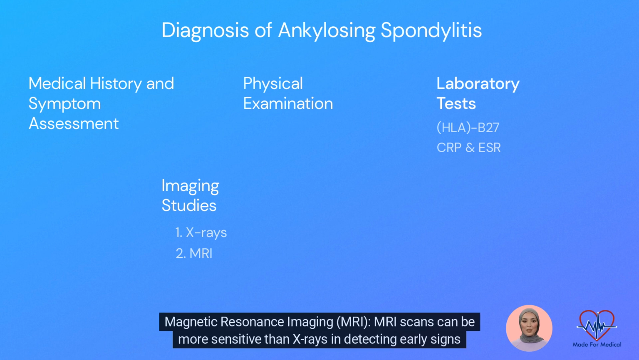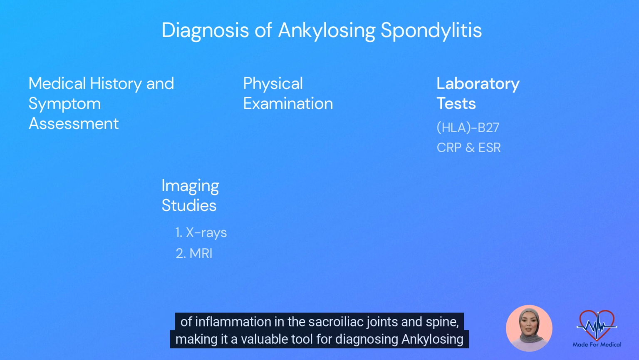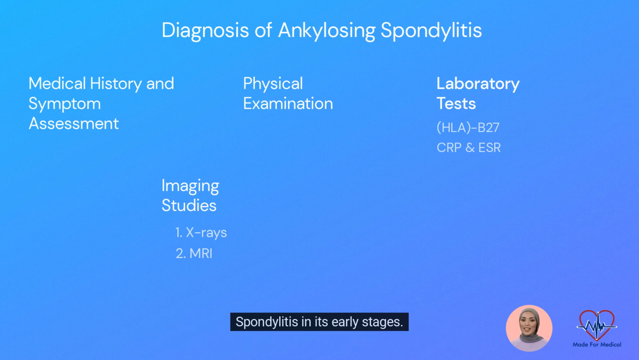Magnetic resonance imaging, MRI. MRI scans can be more sensitive than X-rays in detecting early signs of inflammation in the sacroiliac joints and spine, making it a valuable tool for diagnosing ankylosing spondylitis in its early stages.